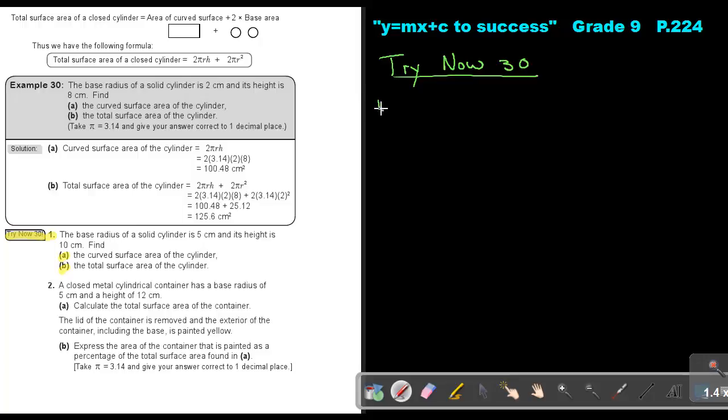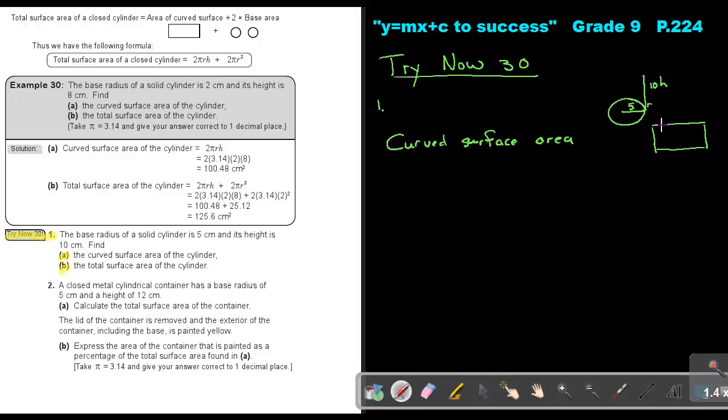Okay, let's start with number 1. The base radius of a solid, so very important, the radius of the solid is 5, and its height will be 10. That's the height, that's the radius. Now it's better to remember the curved surface area in a specific way.